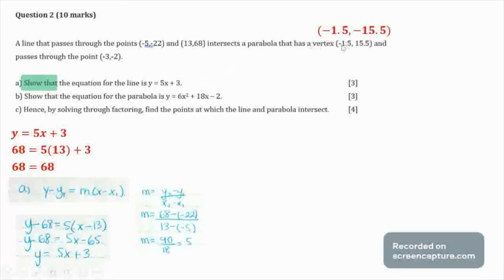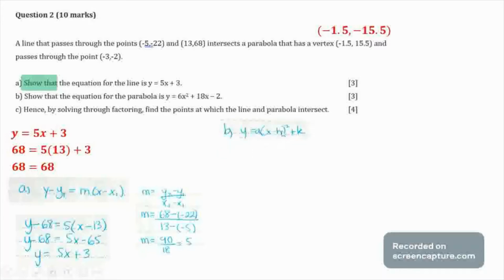And we're going to do the same thing. We have a vertex of a parabola, and we have a point it passes through. So we know there's different forms of parabolic equations. One of them is the vertex form. Using vertex form, we can put those values in and continue. So just to remind you, vertex form looks like this.